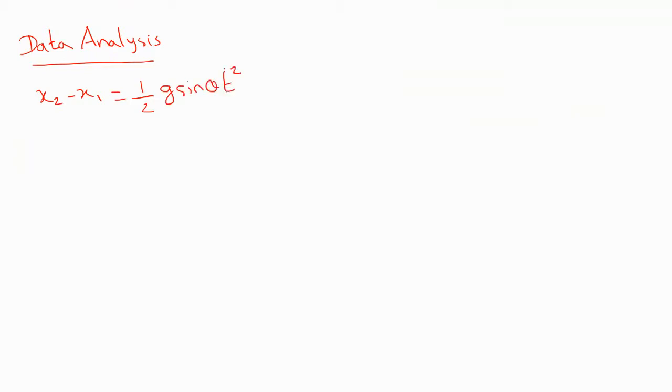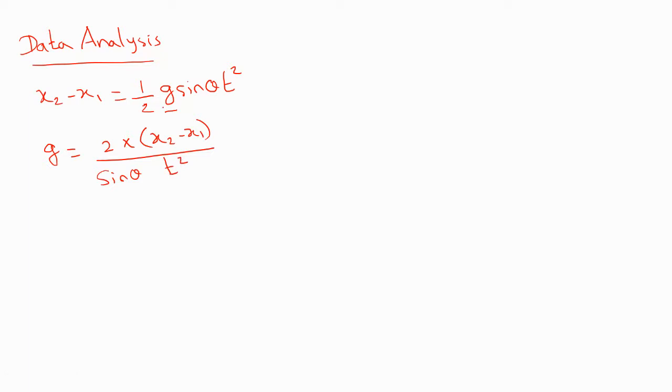What is our data analysis? I can just write here data analysis. What is the equation? The equation is given as x2 minus x1 equals half g sine theta t square. Am I right? Yes. So we are going to find the acceleration due to gravity g. So you have to rearrange this equation. Therefore, g equals 2 multiplied by x2 minus x1 over sine theta t square.